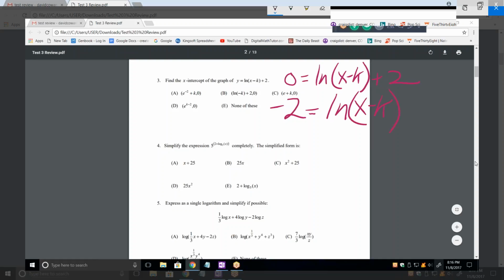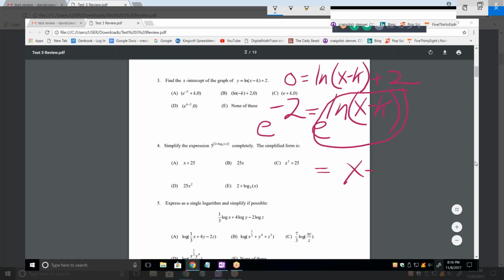Now here's the tricky part. How do you solve that? Still trying to solve for what the 0 is. It's probably in terms of k, as all of our answers are in terms of k. But when you're trying to solve a log function, exponentiate it. In other words, if I put an e under the minus 2 and an e under that, notice what that becomes. It just becomes x minus k.